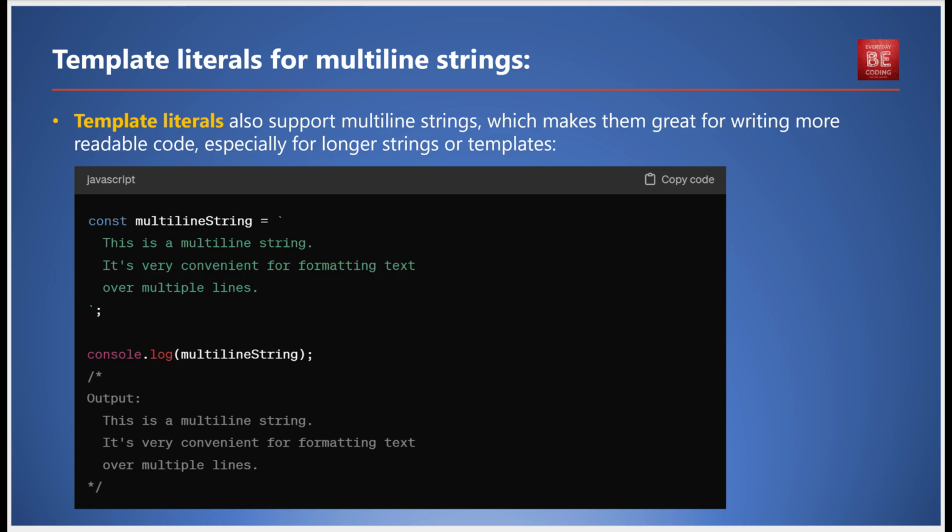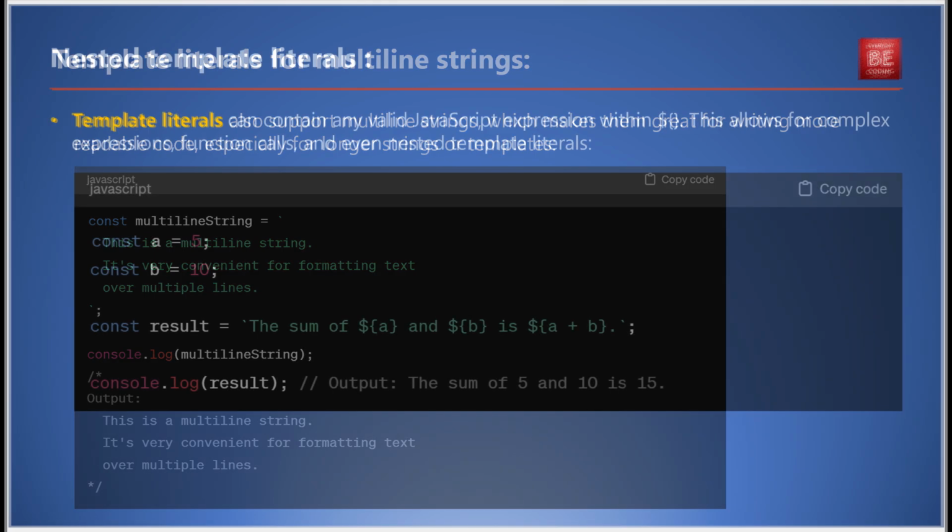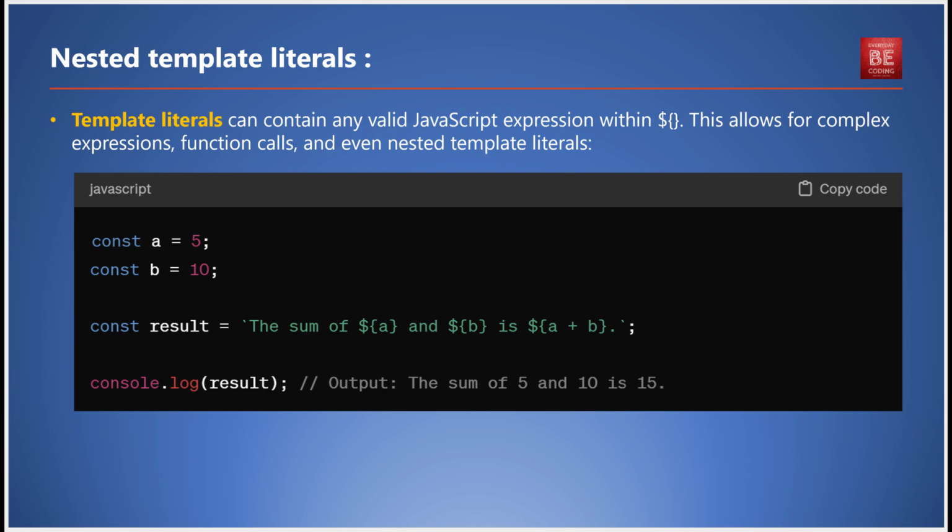Now hold on to your hats because we're about to take this up a notch. Template literals can contain any valid JavaScript expression within the ${}. This means we can perform operations, call functions, and yes, even nest template literals. For instance, if we have two constants a and b with values 5 and 10 respectively, we can calculate their sum within a template literal like so. Logging this gives us the sum of 5 and 10 is 15.